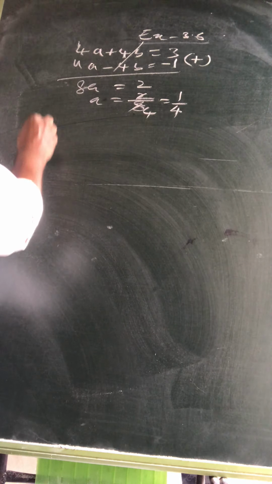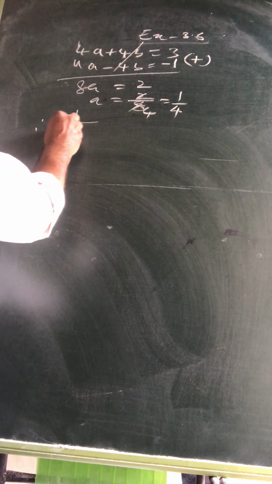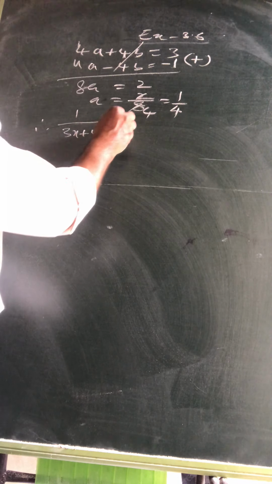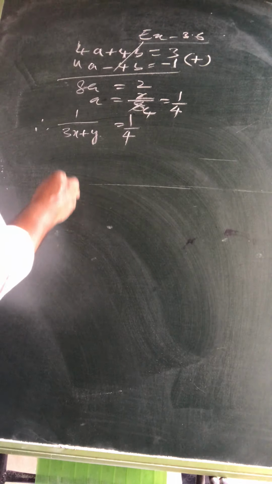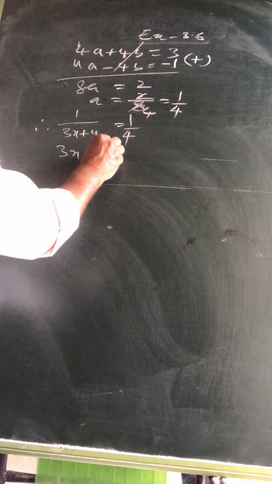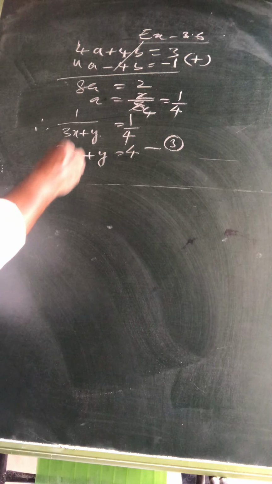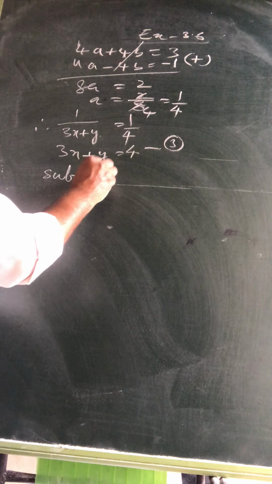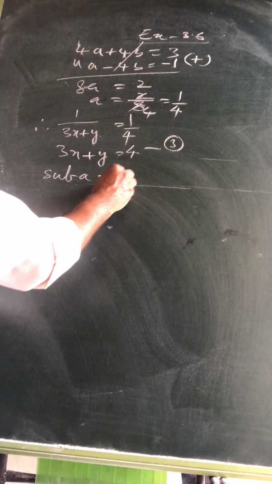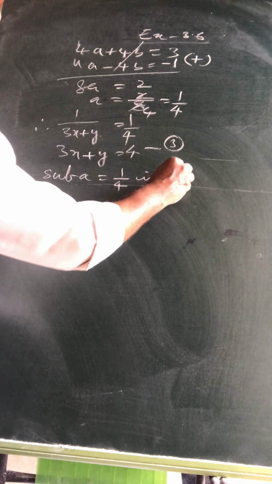But what did we denote by a over there? Therefore, 1 by 3x plus y is equal to 1 by 4. So 3x plus y is equal to 4. This is the third equation. Okay. Now we are coming to the next. Substitute a is equal to 1 by 4 in equation 1.